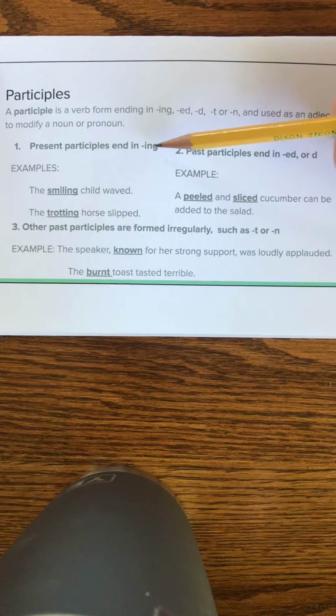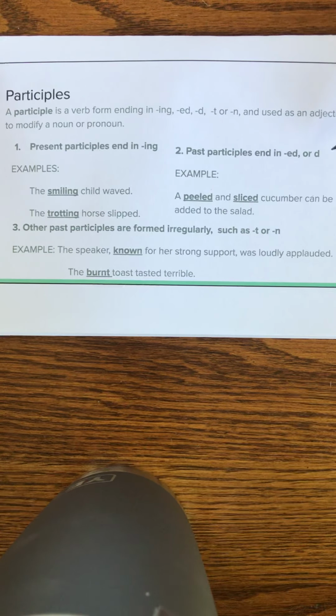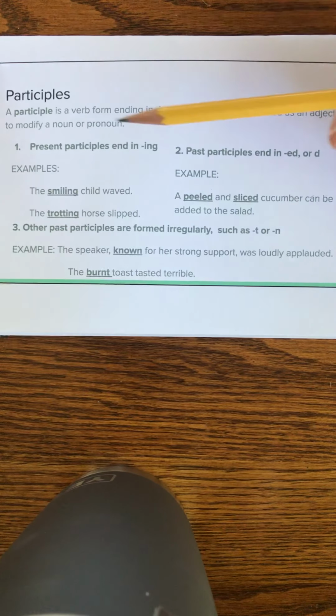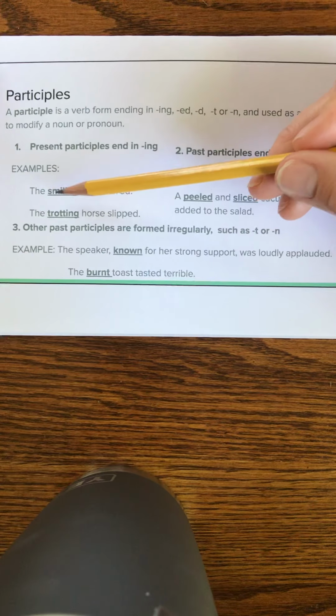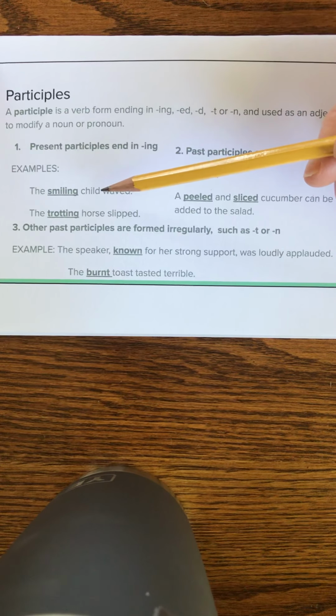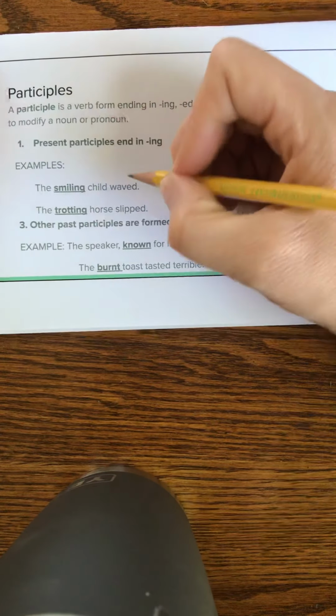We know we have the present participle that ends in ing. Our past participles end in ed, and it's a verb form, but it's never the main action verb of the sentence. So, the smiling child waved. We know smiling ends in ing and is describing the child. And the main verb of the sentence is waved.